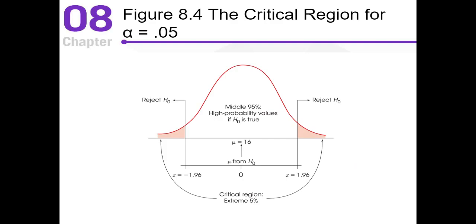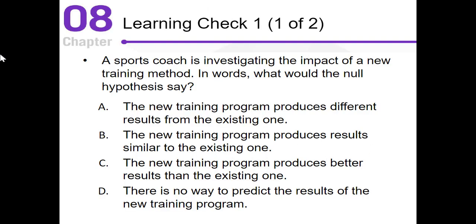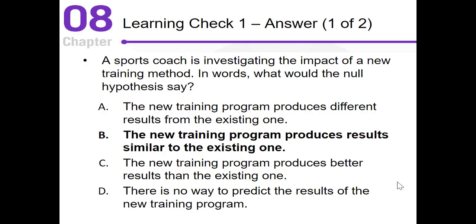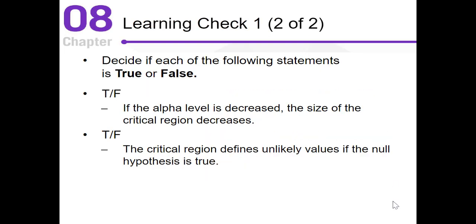If we do a little learning check here, a sports coach is investigating the impact of a new training method. In words, what would the null hypothesis say? Is it A, B, C, or D? I'll give you a few moments to think of what might be the correct answer. Hopefully you came up with answer B: the new training program produces results similar to the existing one, because that is what the null hypothesis says, that there's no change.